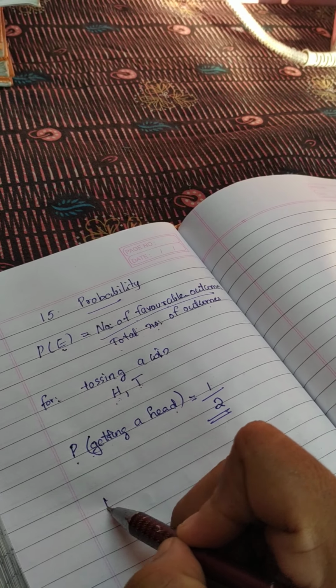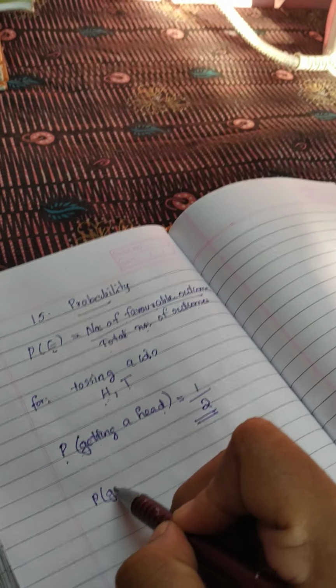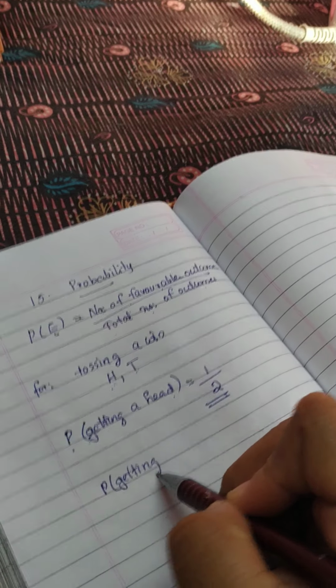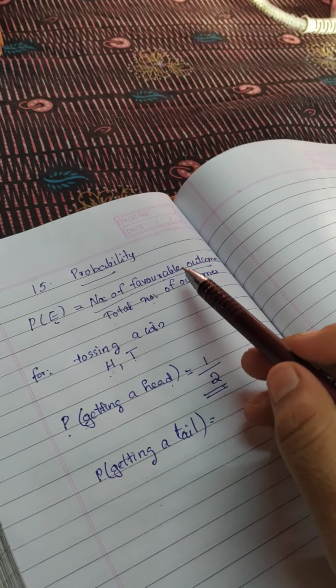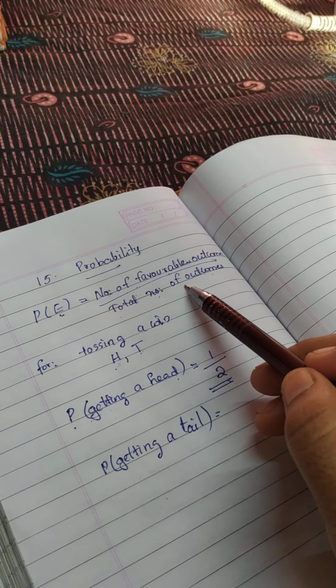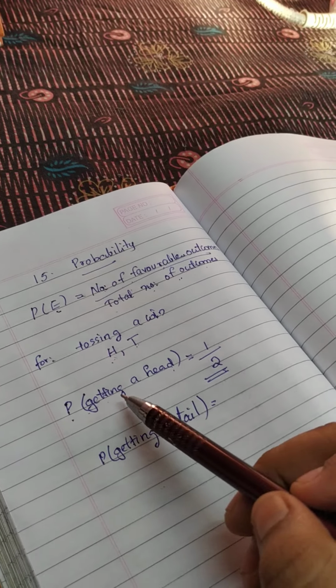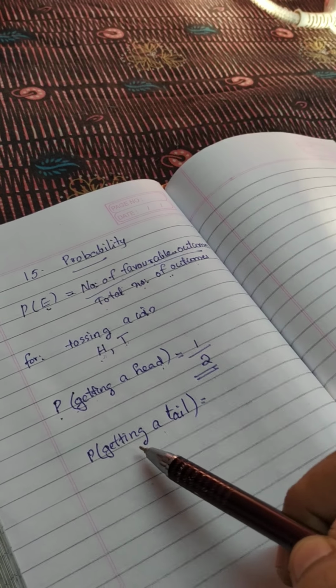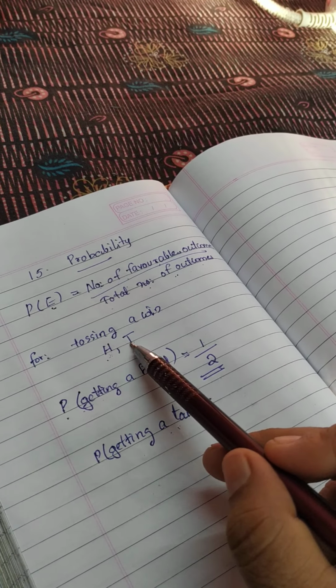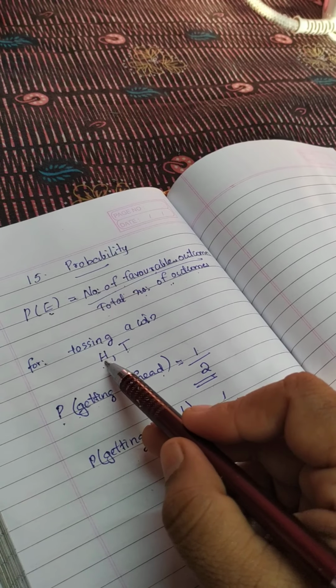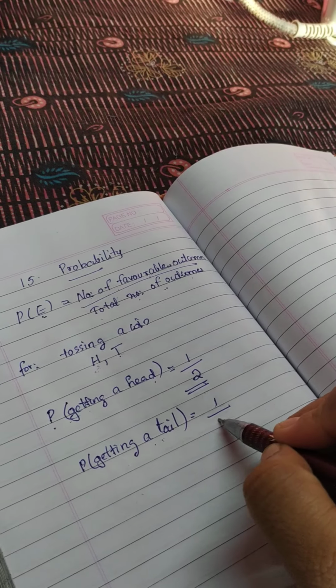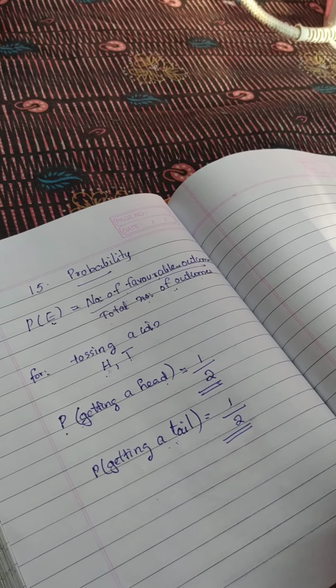Suppose we want to find the probability of getting a tail. So again we will write like this, P of getting a tail. What's the formula? The same formula, number of favorable outcomes divided by total number of outcomes. How many outcomes are favorable to our question? Our question is getting a tail. So the number of favorable outcomes is 1, divided by total number of outcomes 2. So here also the probability value is 1 by 2.